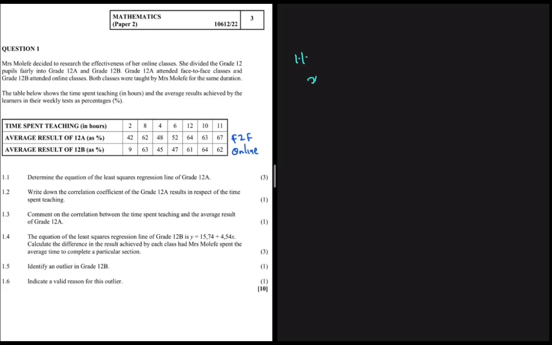So our x here is going to be the time spent teaching. Let me write that down. And then our y is going to be the average result for the class, so the average result for grade 12A. You cannot really calculate the least squares regression line manually, more especially if the question has only 3 marks. So to do this, we're going to use a calculator. Let me show you how we actually do that.